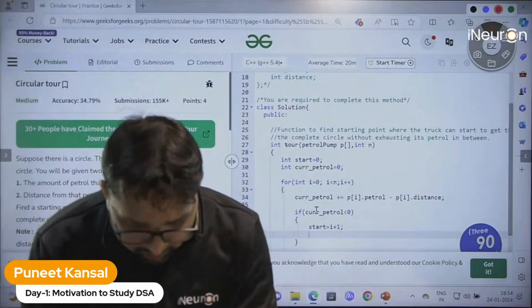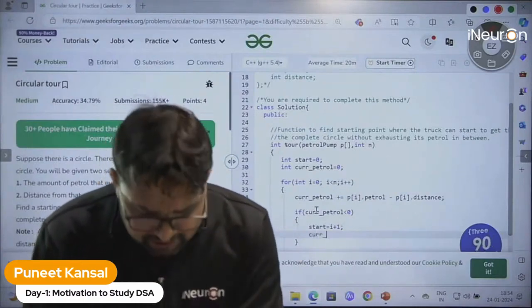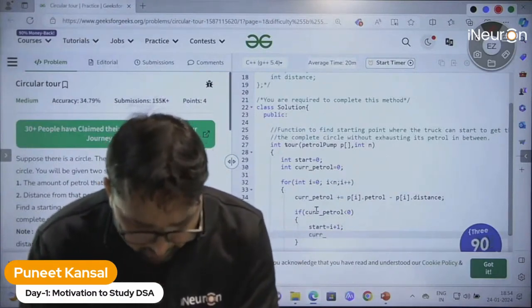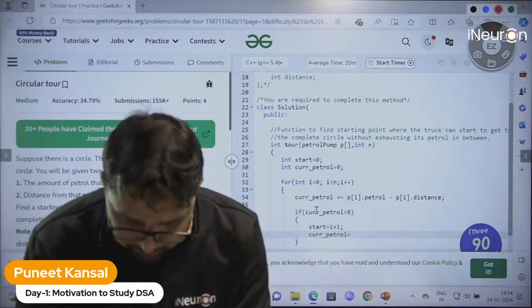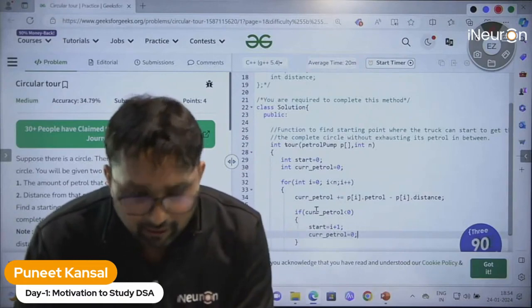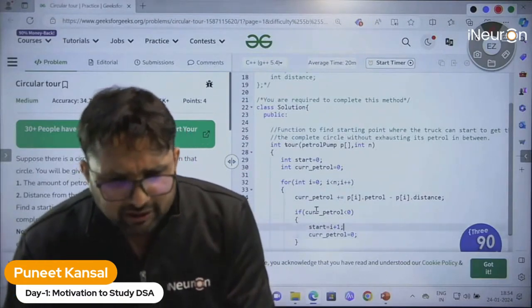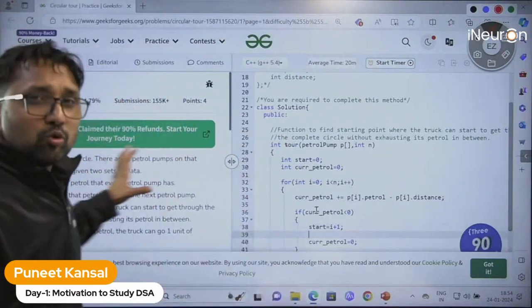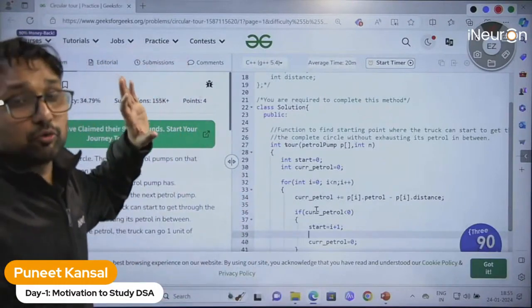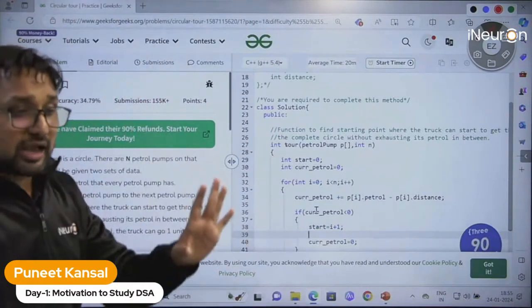So current petrol will become 0, because I'm starting anew from there. Fine. One more thing we need to do here is to check, that was the last condition we need to do. Otherwise we have already done everything. Only the last condition remains.